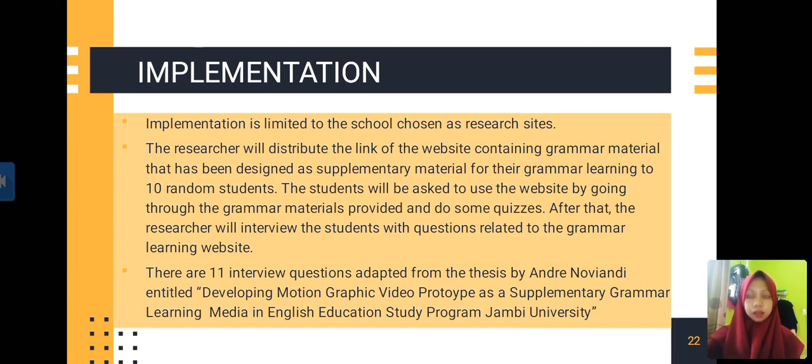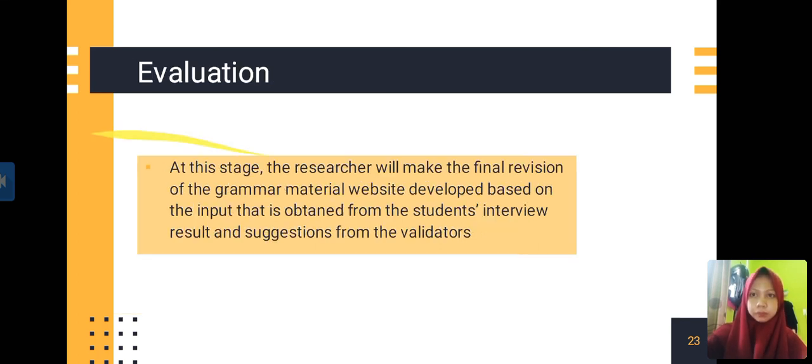There are 11 interview questions adapted from a thesis by Andre Noviandi entitled Developing Motion Graphic Video Prototype as Supplementary Grammar Learning Media in English Education Study Program, Jambi University. The last stage is evaluation. At this stage, I will make the final revision of the grammar material website developed based on the input that is obtained from the students' interview and suggestions from the validators.